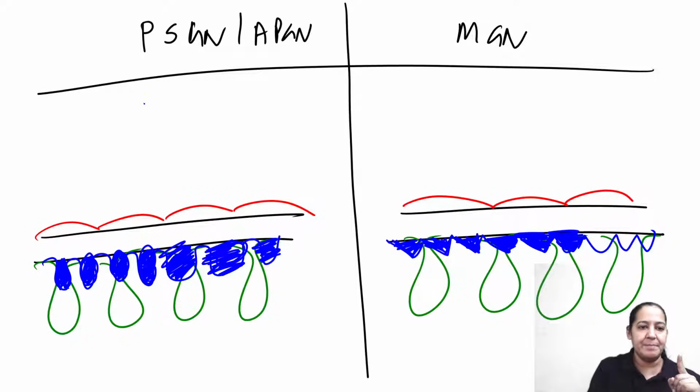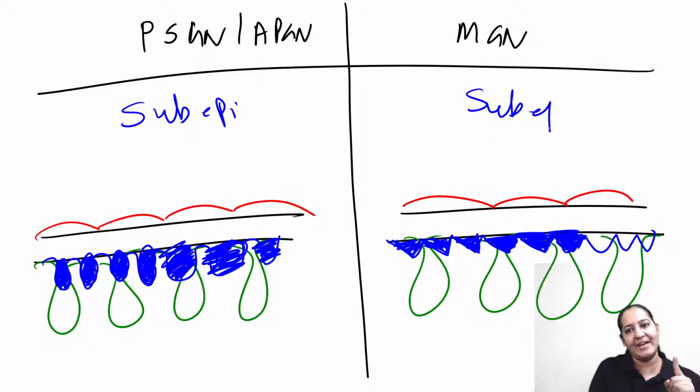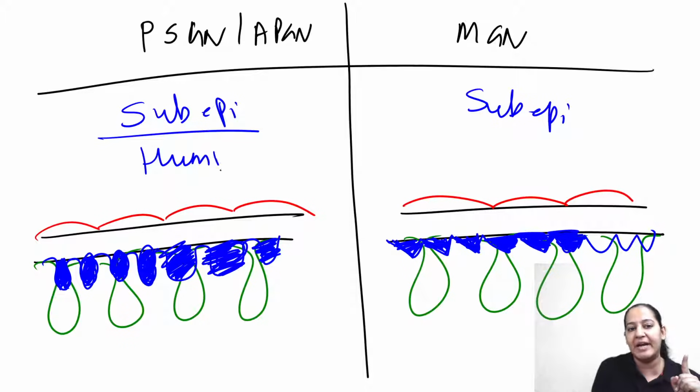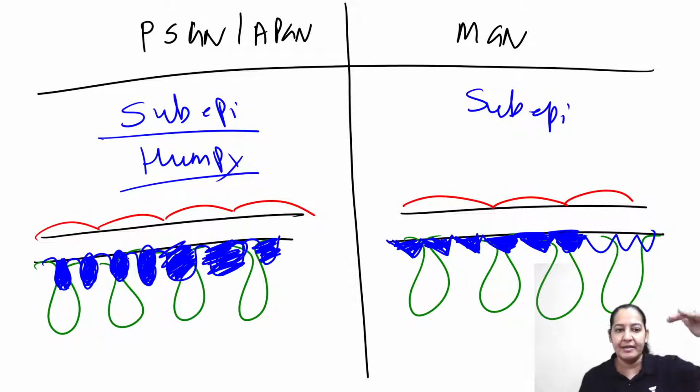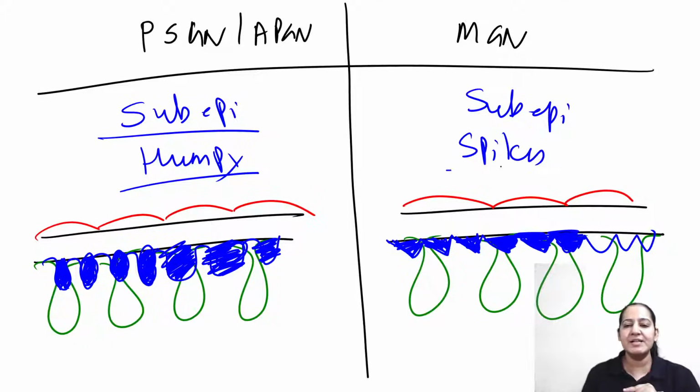So you can see the deposits here are subepithelial. The deposits here also subepithelial. Both of them are same, but the shape of the deposits here are lumpy, bumpy, humpy deposits. If you remember the hump of a camel, they are looking like the hump of a camel, and here the deposits are like the spikes. So these are the small clues that you have to take in the question.